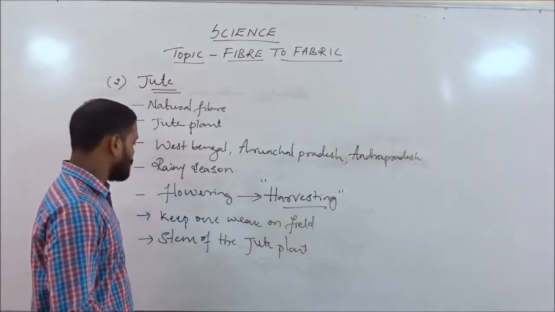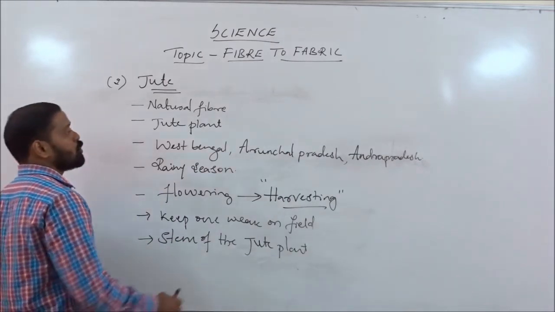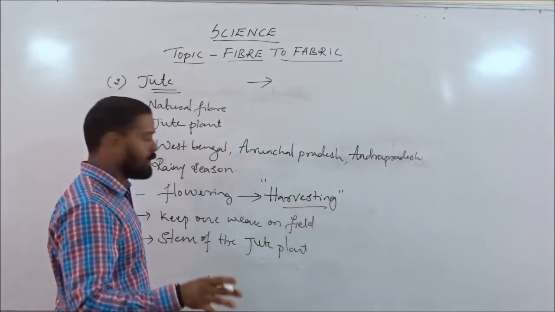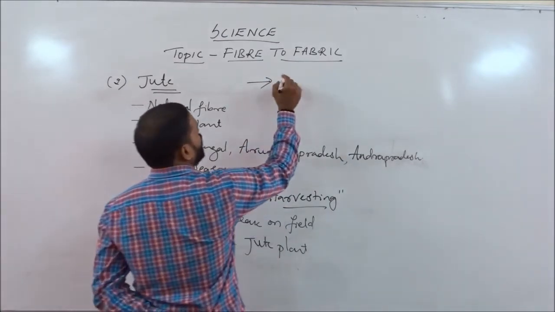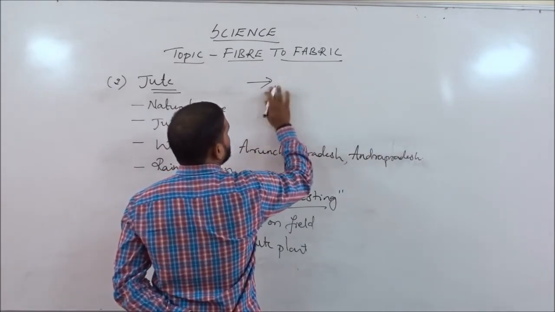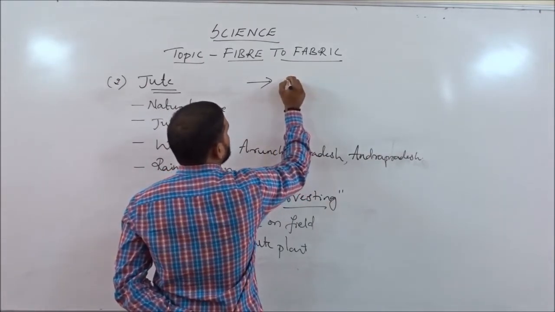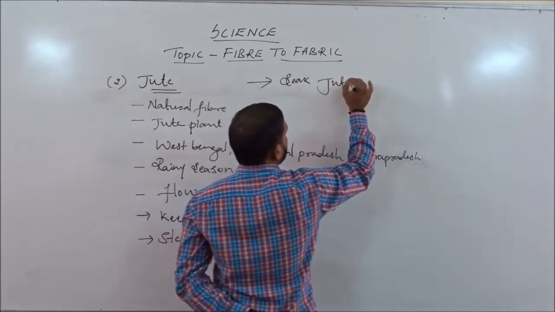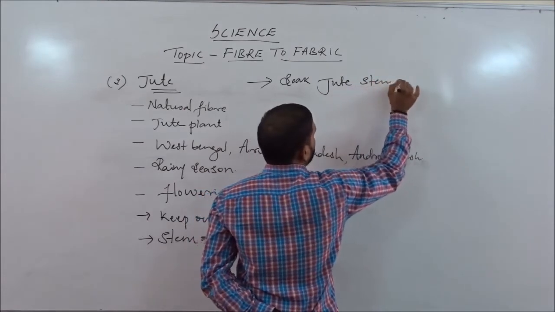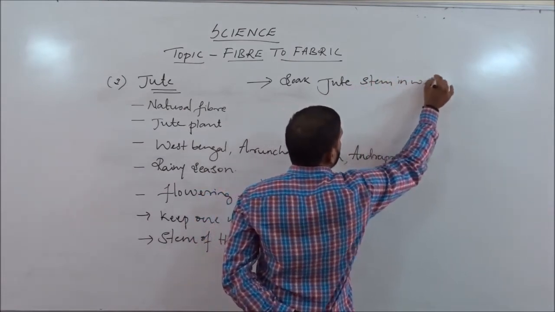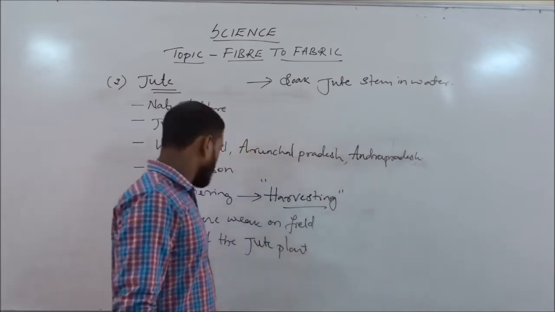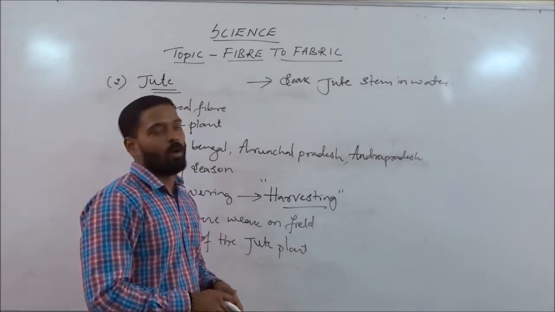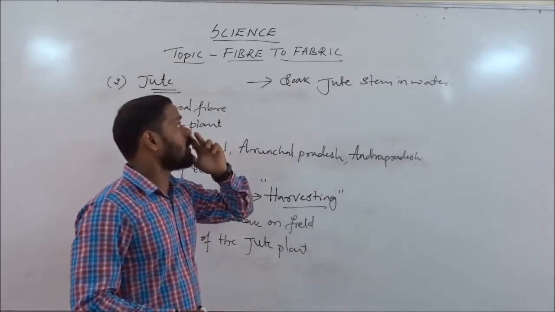And after making the bundles, next you have to rot them in the water. That means you have to soak the jute stem in water. You take the bundles of jute plant and put them in the water for 2 to 3 days.